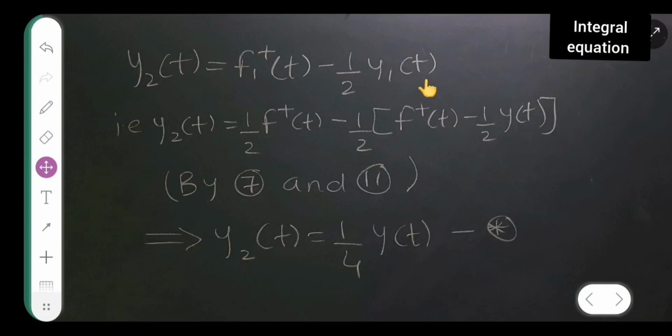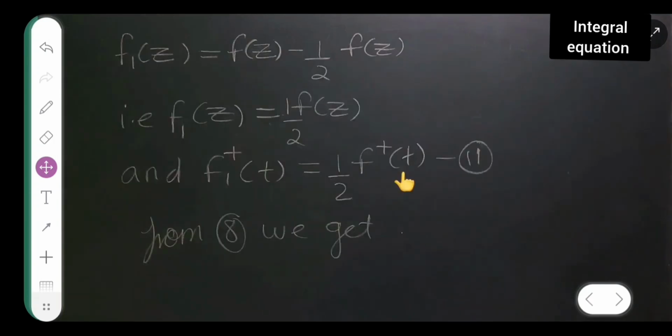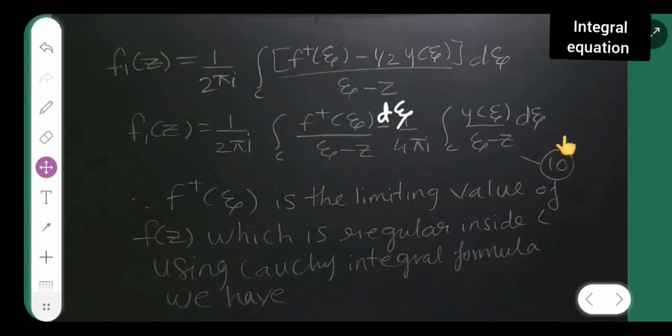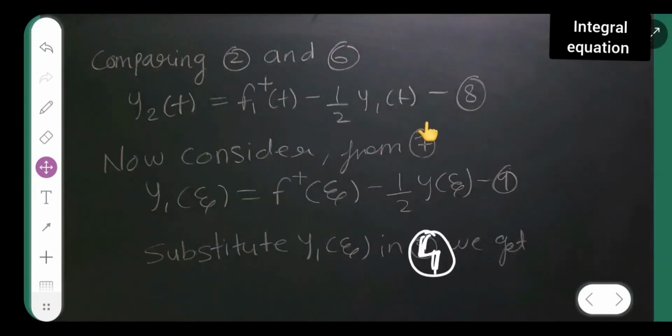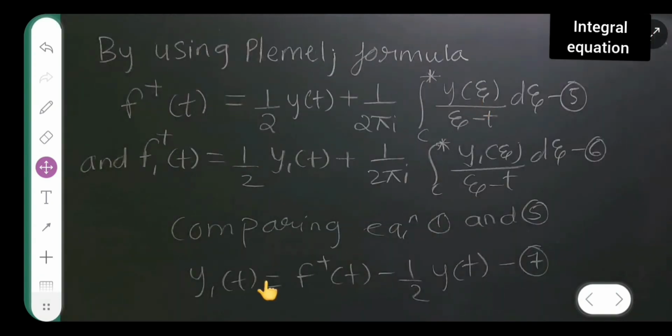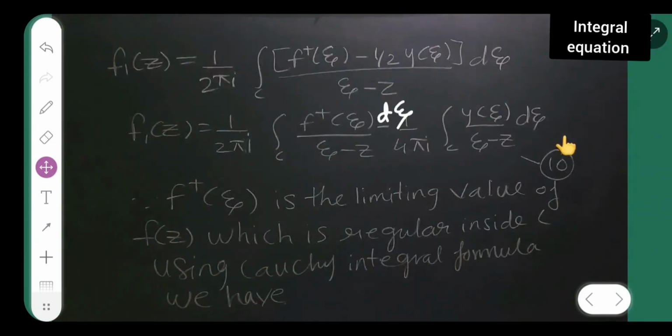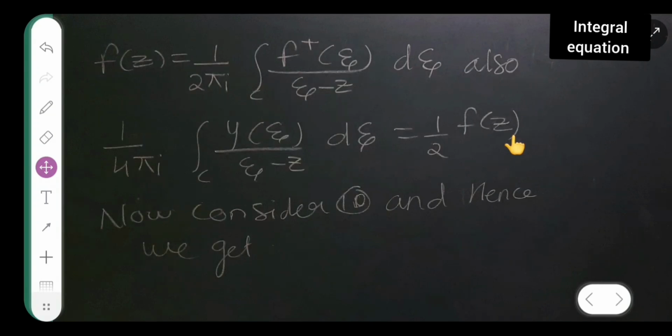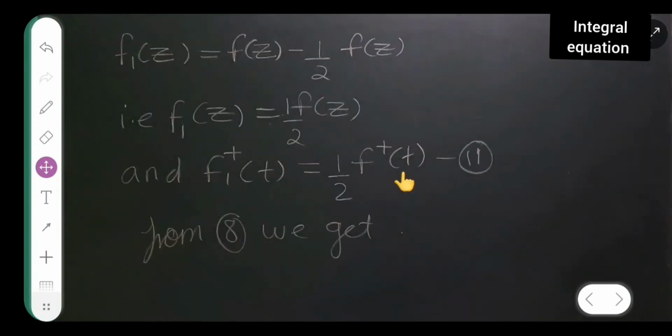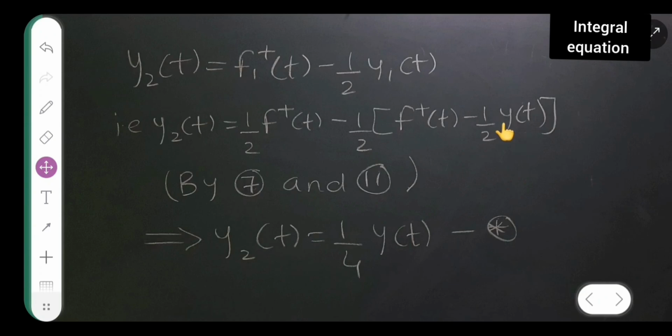And what is my y1 of t? From 7, just see what you are getting. Equation 7. What is my y1 of t? F plus of t minus half into y of t, right? That thing you all have to write here. F plus of t minus half into y of t. So this I am getting by 7 and 11.